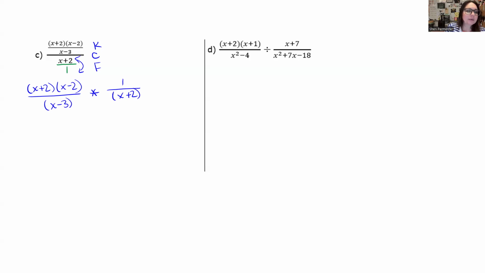Now I can list my restricted values. The restricted values come from anything that is a denominator or was a denominator. So I have to look at this denominator and then both the numerator and denominator of the second one, which really makes it easy because there's no X right here. So I don't even have to think about that. So my restricted values is a pretty short list of X cannot be equal to 3 or -2.